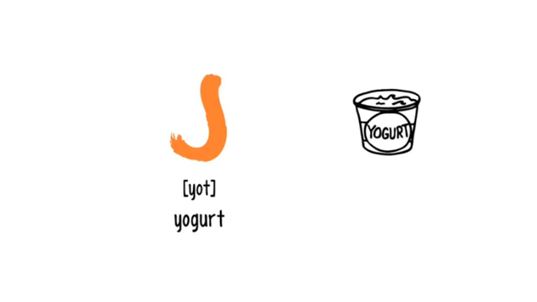J. The letter J is pronounced like the Y in the word yogurt. The German translation for yogurt is Joghurt.